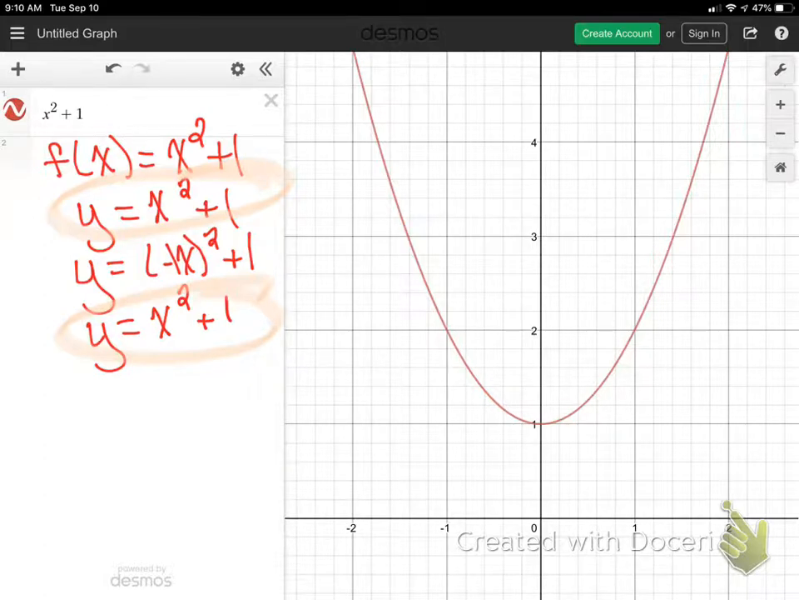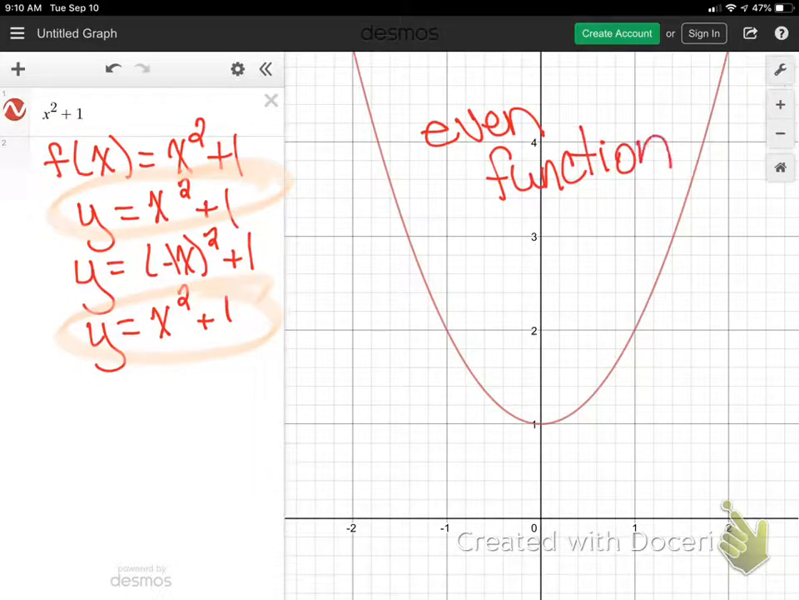Okay? This is one of those topics that students typically have trouble with. So kind of focus on that and think about that. So the answer to this one would be even. This is an even function. Okay. Can I go to the next screen?